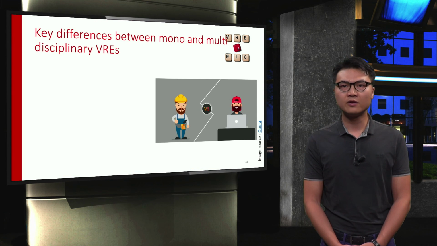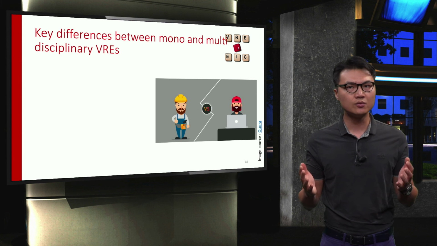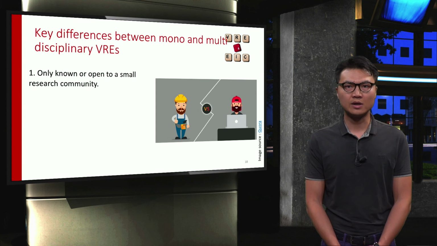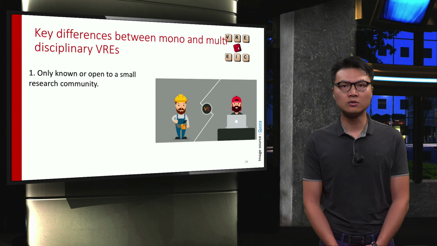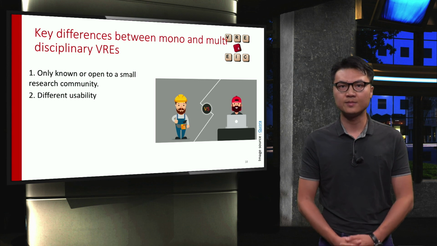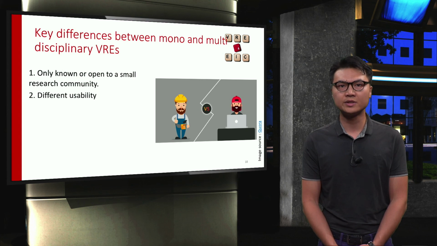A multidisciplinary VRE is ideally open to any researchers. However, we found many data, software, and computer resources are only known or open to a small research community. Some of the monodisciplinary VREs claim to be openly accessible, but they are actually only open to some researchers due to bureaucratic user registration and approval process. The interoperability of these VREs cannot meet the researchers' demands due to variable maturity level.